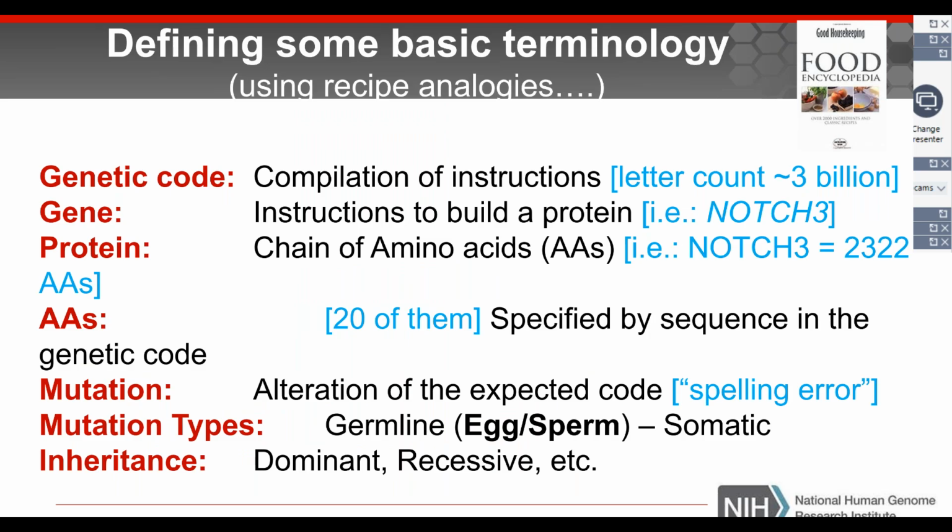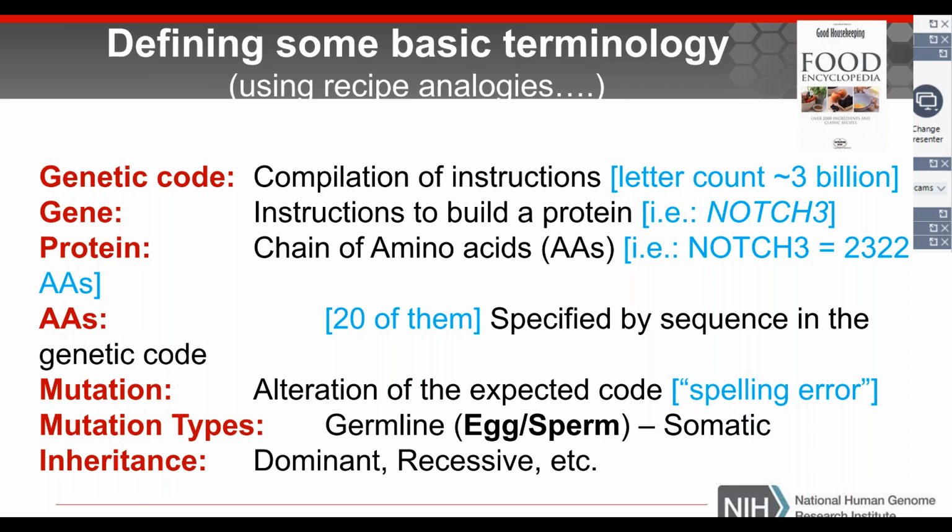So CADASIL, again, this was covered already, occurs usually in adults, leads to strokes, cognitive issues. There's a history of migraines, not in everybody. There could be symptoms of depression, apathy, and is due to mutations in the gene NOTCH3 in at least 95% of the cases. So this leads us to the discussion of the genetics of CADASIL.